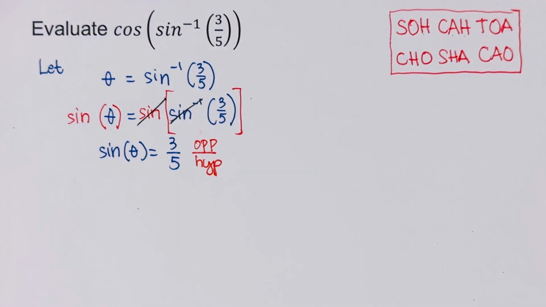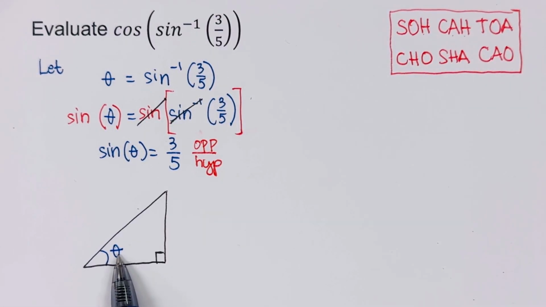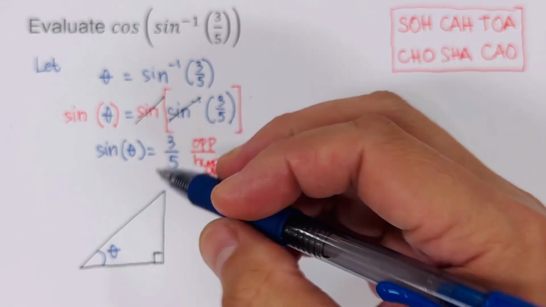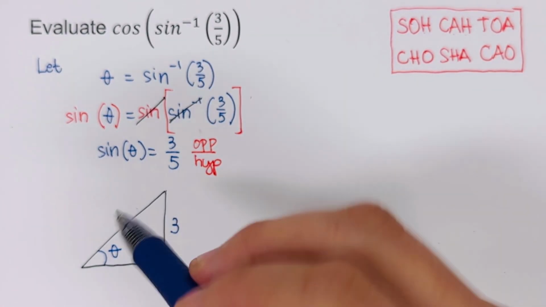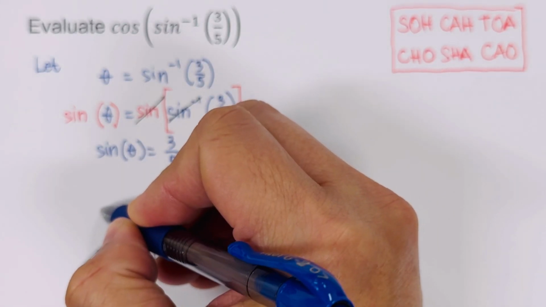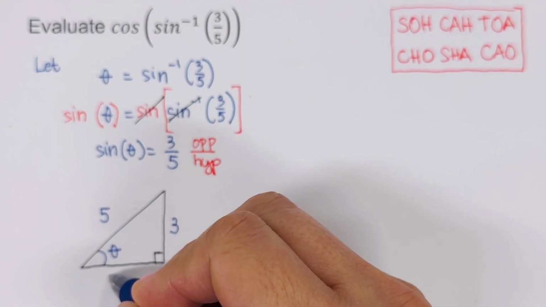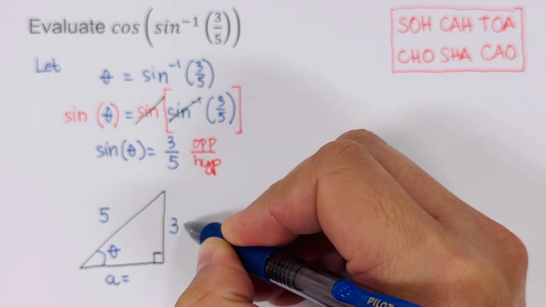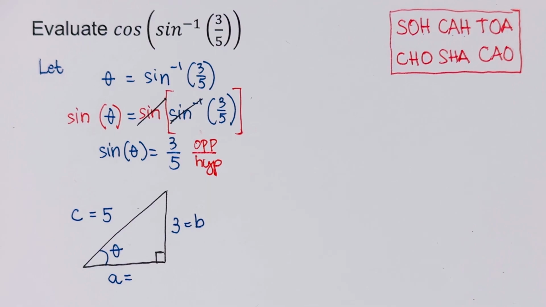So we go ahead and draw the right triangle. So if this is our theta here, opposite is the one across from it, which is 3. So I'm going to label this as 3. And our hypotenuse is 5, which is across the small square. So this is our 5 right here. So we can go ahead and say that this side right here is our A. This will be our B. And this will be our C. Our task is to figure out what this A is equal to.